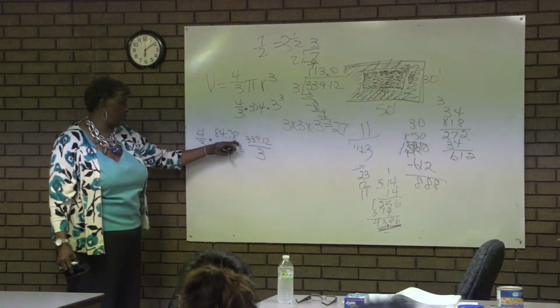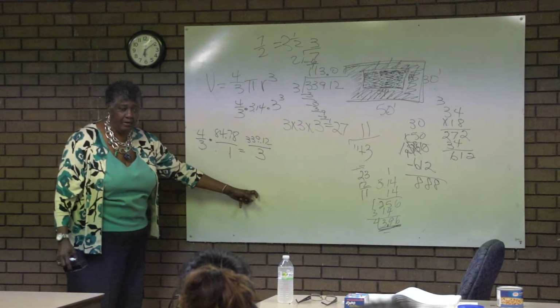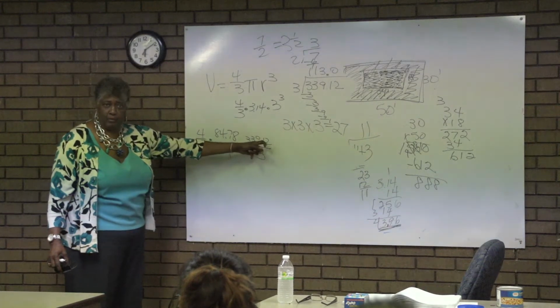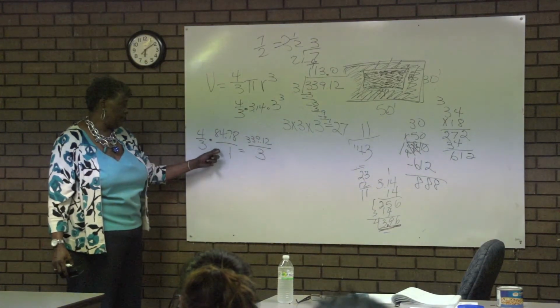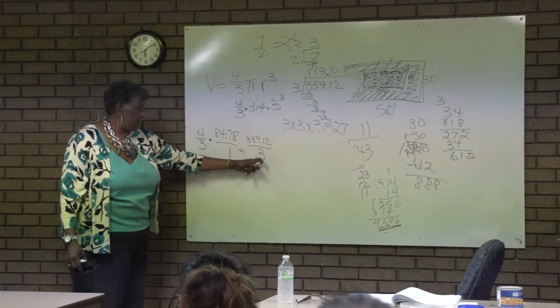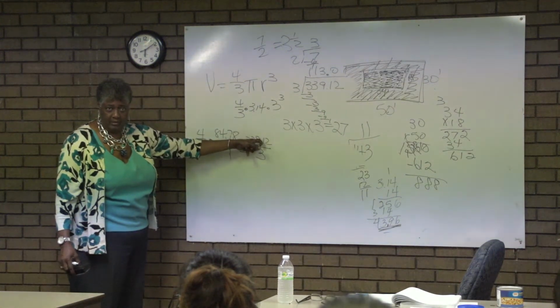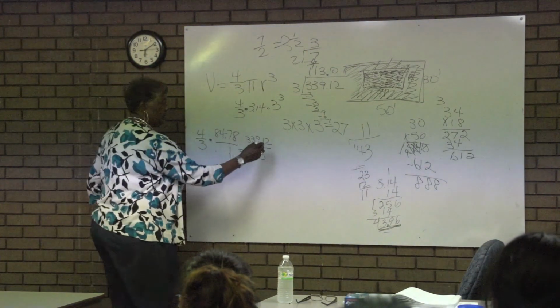Multiply the 84.78 times 4, that's what I had down here, and I came up with 339.12. And then the 3 times 1 is 3. Now I have to divide the 3 into the 339.12 to simplify that, and that's what I was doing there.